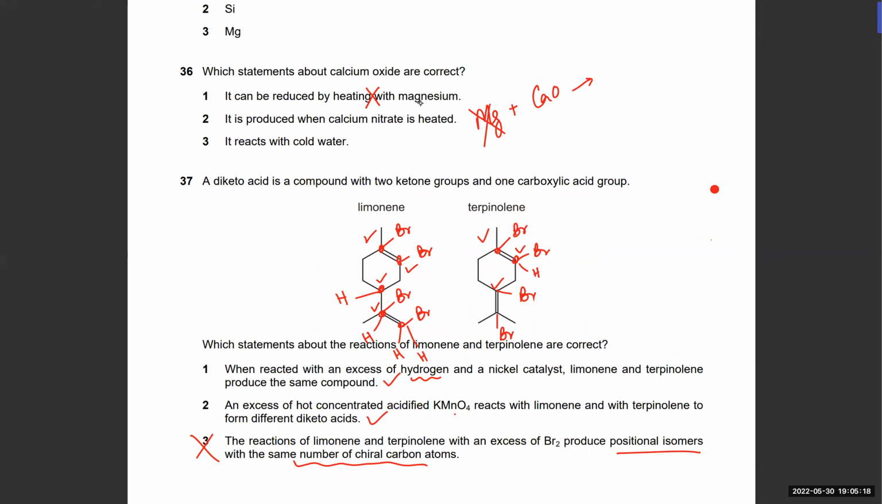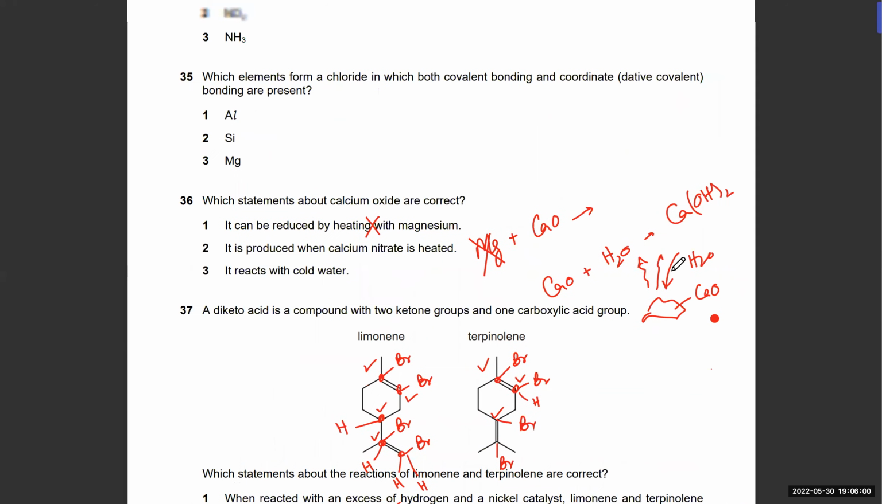So is calcium oxide produced when calcium nitrate is heated? Is that true? Yes. That's also true, and it will react with cold water, calcium oxide, because remember, even in the notes, it's written that calcium oxide has a very vigorous exothermic reaction with water when it forms calcium hydroxide. There's a lot of hissing produced because there's going to be a small lump of calcium oxide, which is white in color. You add a few drops of water to it, and a lot of steam and a lot of heat is given off. There's a lot of cracking. A lot of heat and steam is produced when you put water on calcium oxide. So the last two statements are correct.